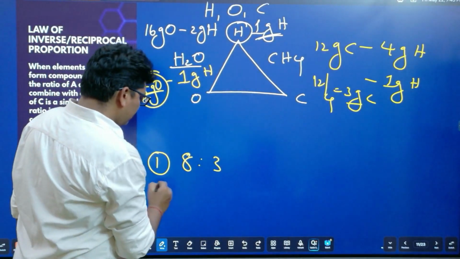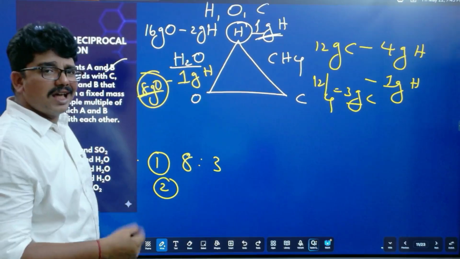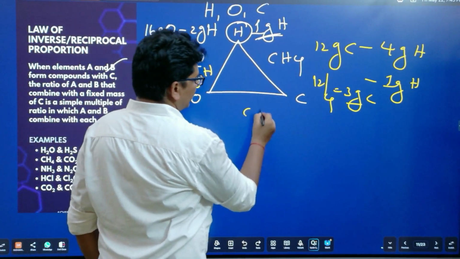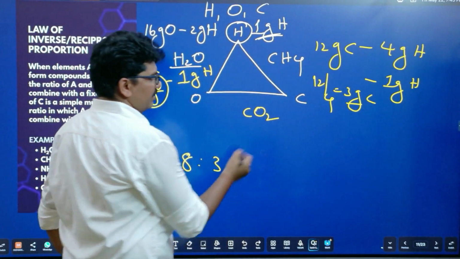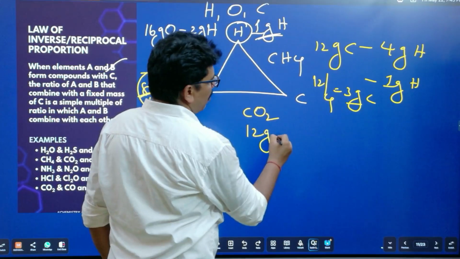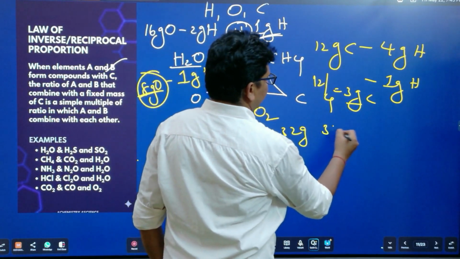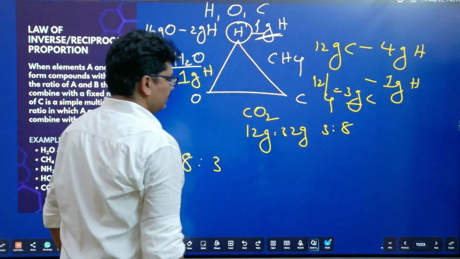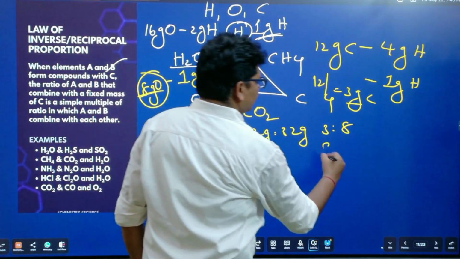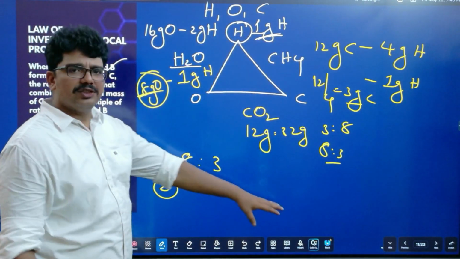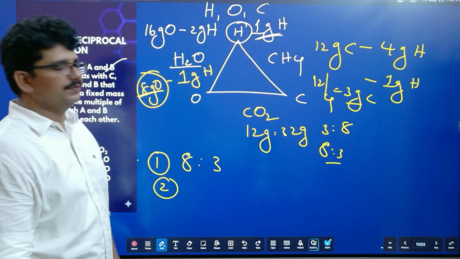Now, the second part: when those two elements, carbon and oxygen, directly combine with each other, find their mass ratio. When carbon and oxygen combine together, the product is carbon dioxide. Carbon is 12 grams, oxygen is 32 grams. So, the oxygen and carbon mass ratio is 8:3. So, these two ratios are a simple whole number ratio.